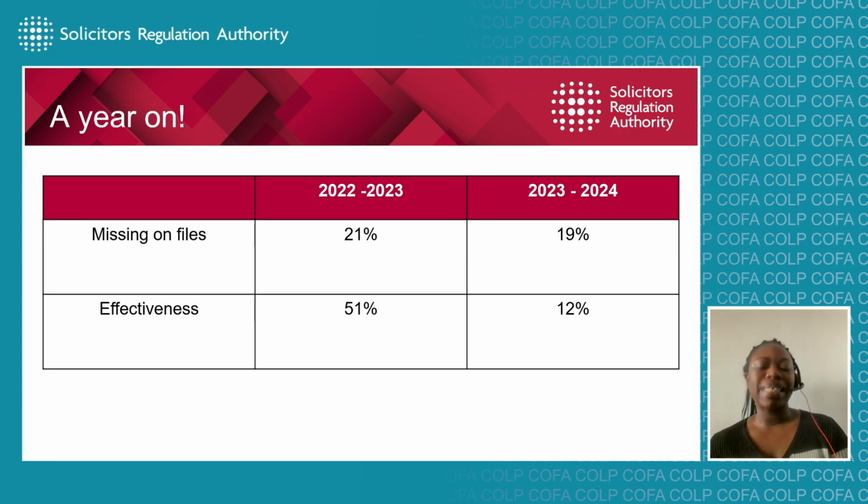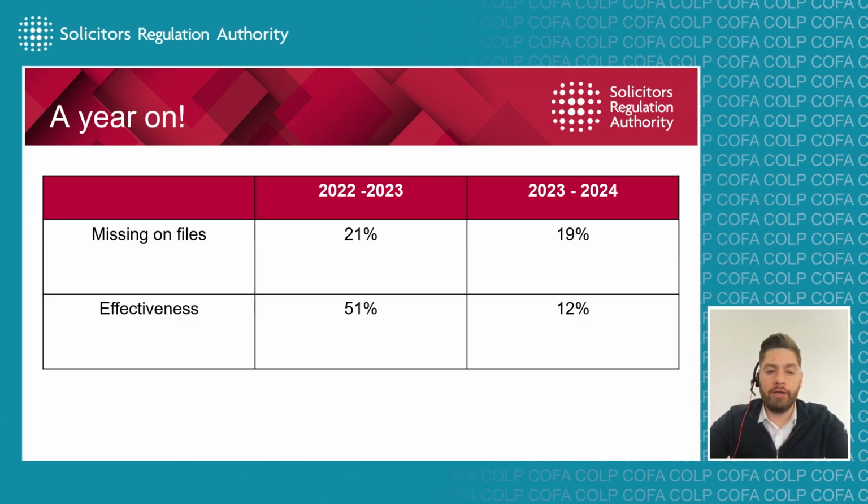On the files that did contain a client matter risk assessment, we considered that 51% were not effective between April 22 and April 23. And one year on, between April 23 and April 24, I'm delighted to report that this figure has dropped to 12%. In essence, only 12% of the client matter risk assessments we reviewed were not effective in comparison to 51% the previous year. We acknowledge that this is a big drop, which suggests that our guidance has landed well with the profession, and it is a testament to the hard work you've all put in to comply in this area. So well done to you all.